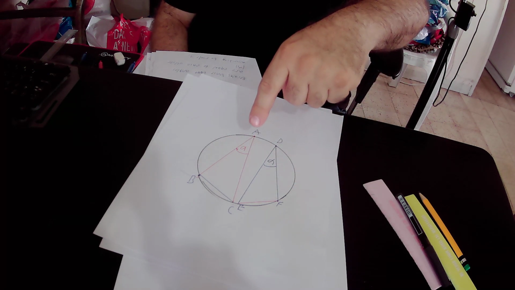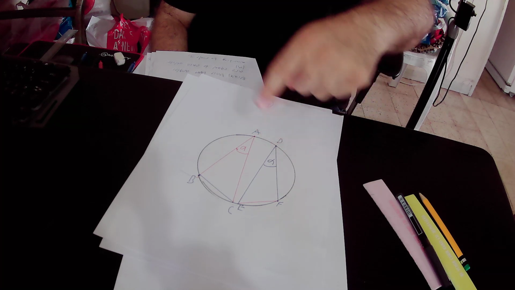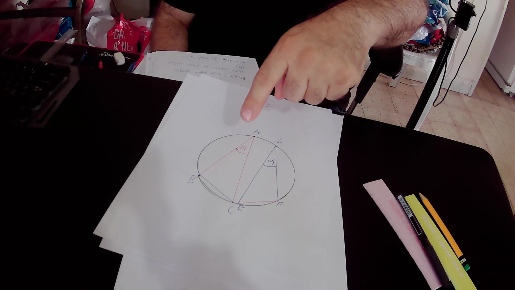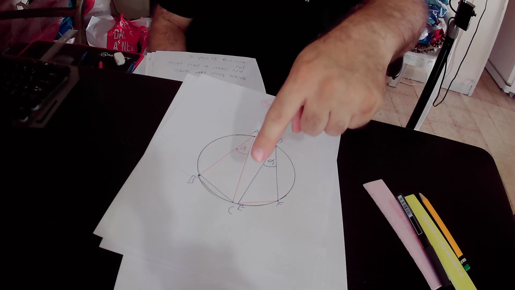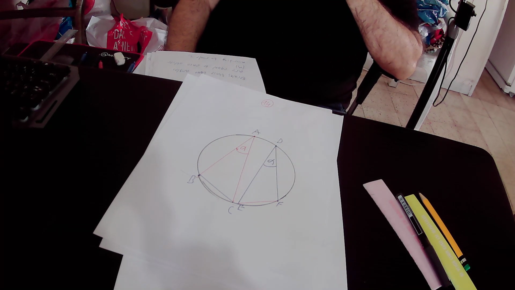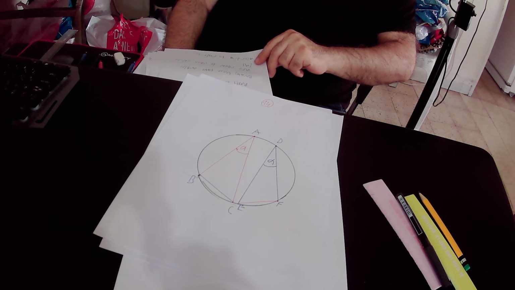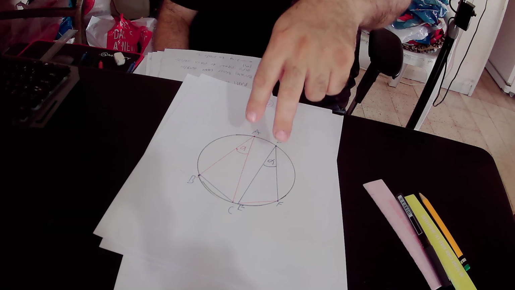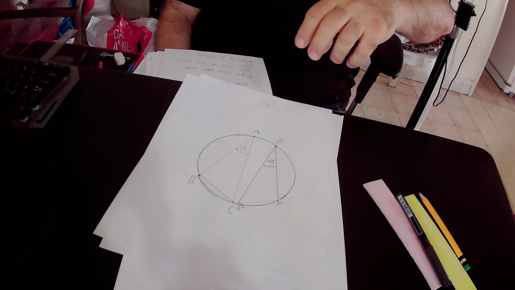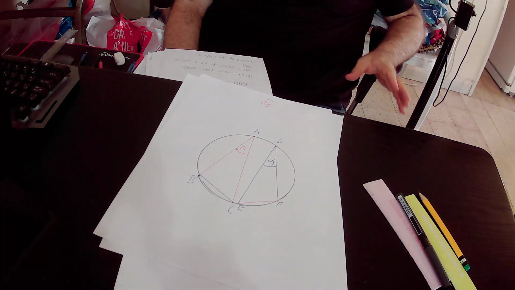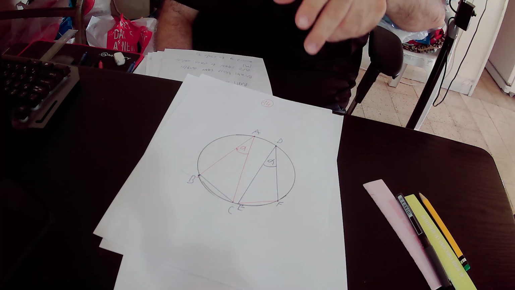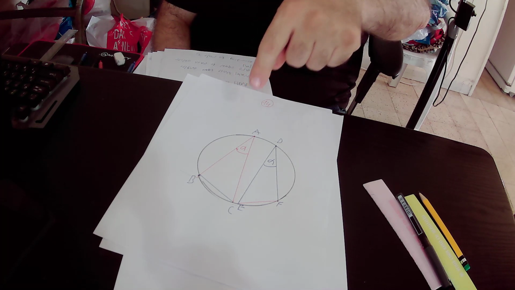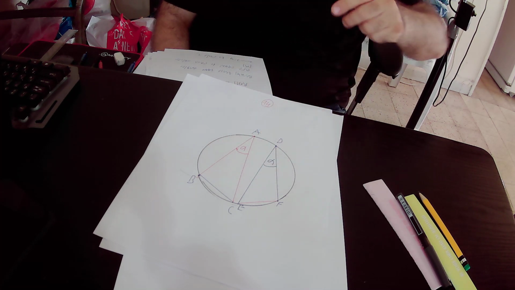Because those two peripheral angles are equal to each other, both of them equal to alpha, they also rest on equal arcs, on equal chords. Equal peripheral angles rest on equal arcs. That is to say, BC equals EF.